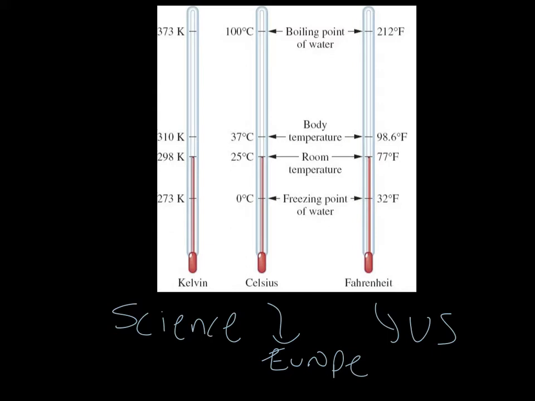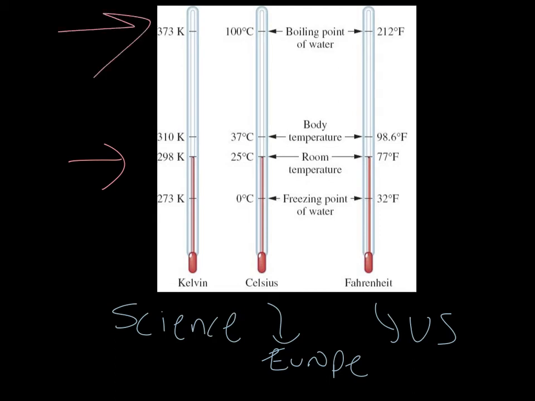0 degrees Celsius is the freezing point of water. That's the one place that we're probably familiar with. For freezing points and boiling points, we usually report those in degrees Celsius. For Fahrenheit, that's 32 degrees Fahrenheit. Room temperature is 25 degrees Celsius here. That's 298 Kelvin and 77 degrees Fahrenheit. And then body temperature, 37 degrees Celsius, 98.6 degrees Fahrenheit, 310 Kelvin.